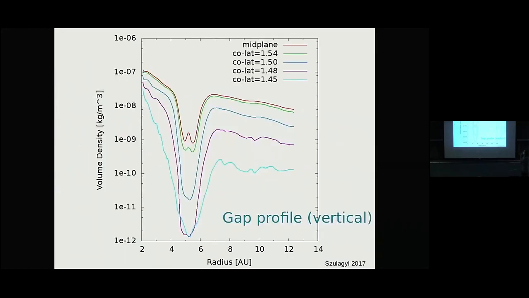The gaps are also different. So when you use a locally isothermal equation of state, then per definition, the gap profile is the same in the midplane as in the upper layers of the disk.